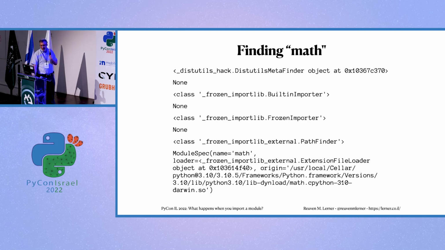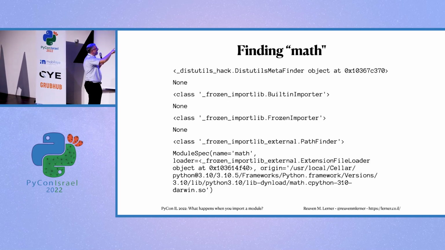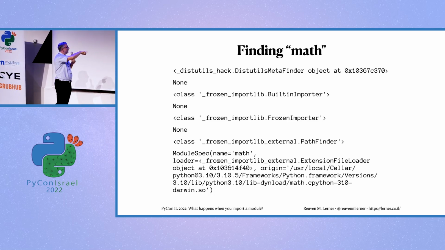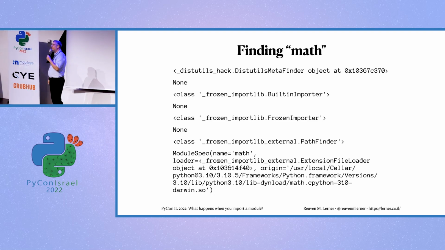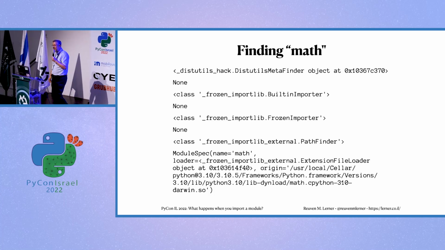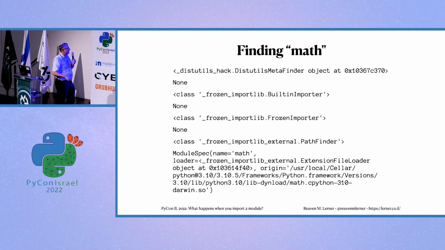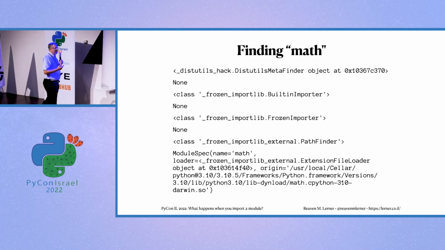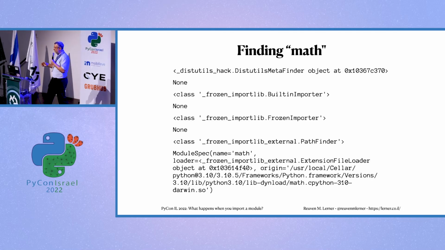And it did, but it found something different. It found it here with the extension file loader. So we see that it's a different loader than we had before, and it's in a different origin. Remember before that we saw that the standard library has several different locations. It has that zip file, has a directory, and then has a dynamic loading directory at the end. This is from that dynamic loading directory, right? It's from that cpython-310-darwin.so, which means it's compiled into C, which indeed the math module is.